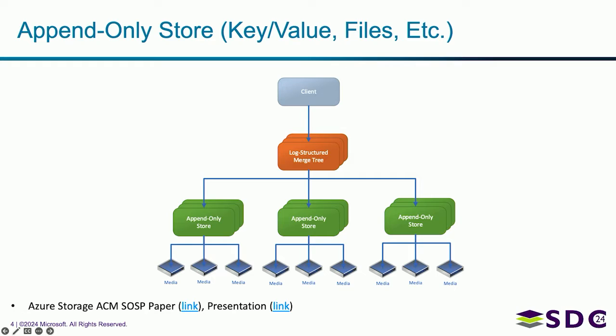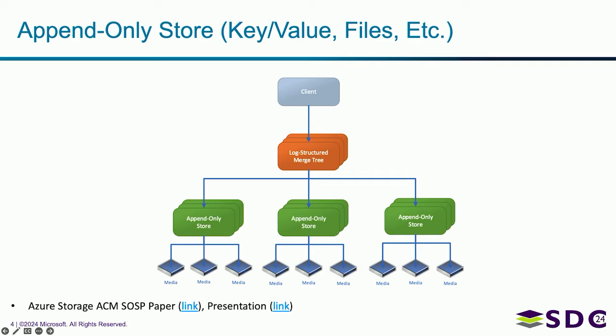So this is a very, very, very high-level diagram of our append-only system that we use in Azure. This is the workhorse of Azure Storage. We have a log-structured merge tree. For me personally, it's a log-structured magic tree. I don't really know how those things work exactly. That's not my wheelhouse. But its assumption is that it's writing over an append-only store.